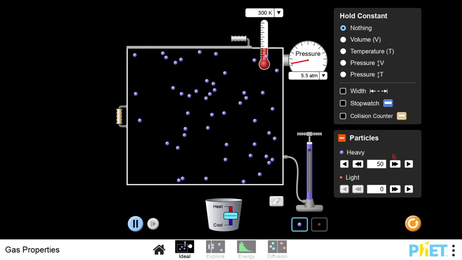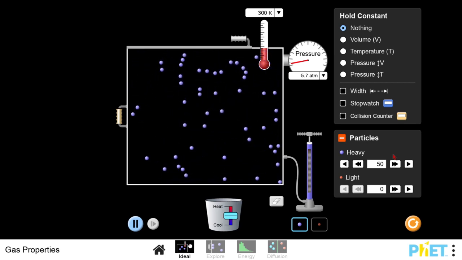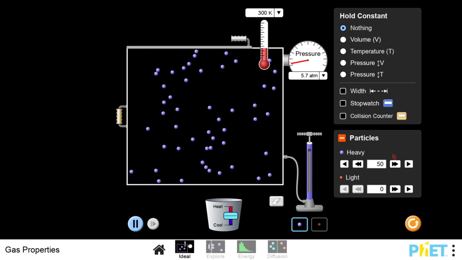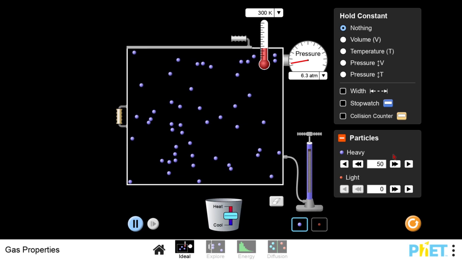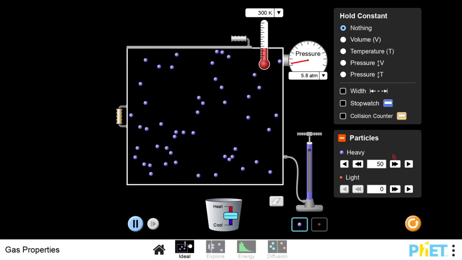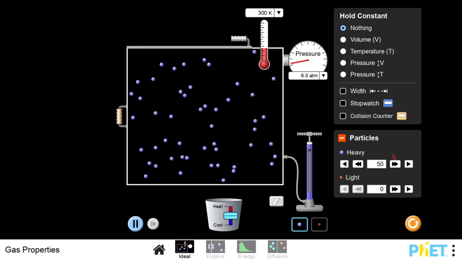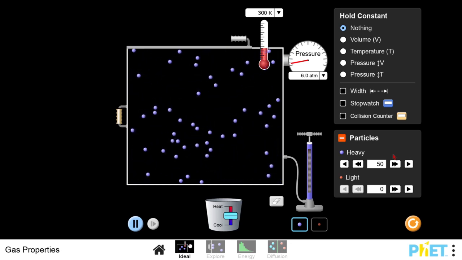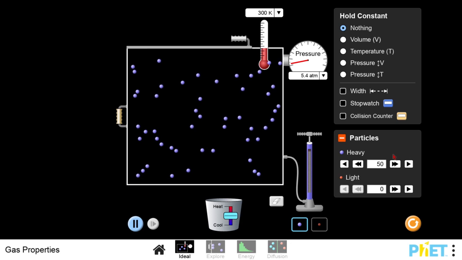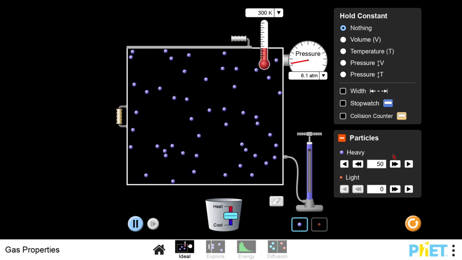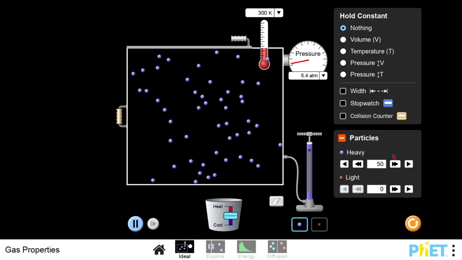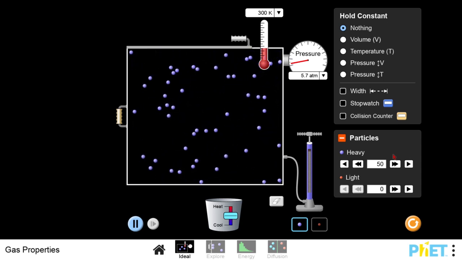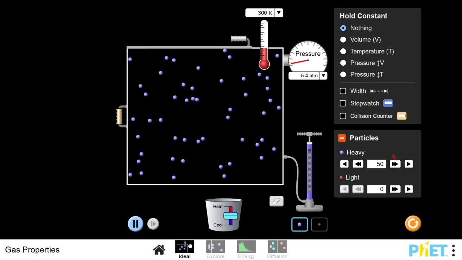Now, an ideal gas will have elastic collisions with the walls of the container and with itself. And we see that very quickly, the gas particles have spread out fairly uniformly throughout the container, and they continue to collide. Collisions will exchange momentum between colliding particles, but on average, we can see here that the particles are all moving with about the same speed. Some are moving a little faster, some are moving a little slower, but collisions level that out.